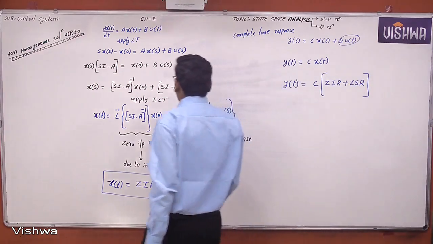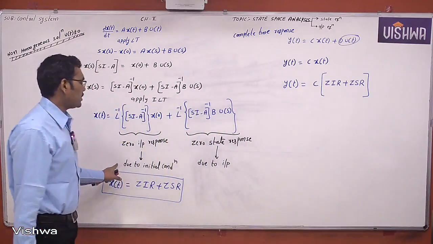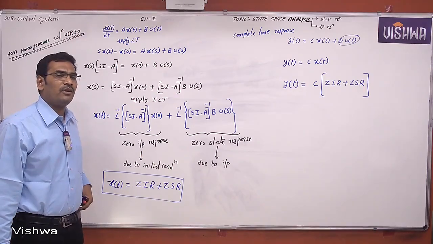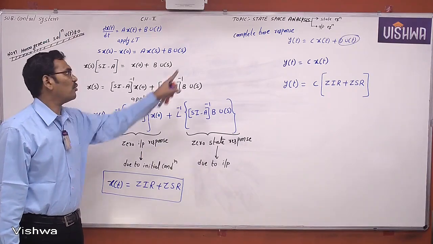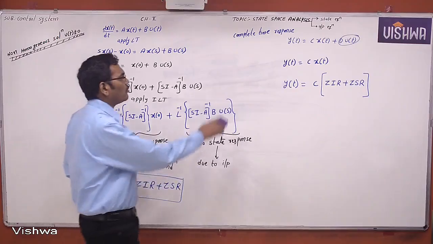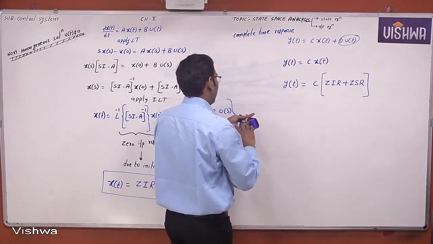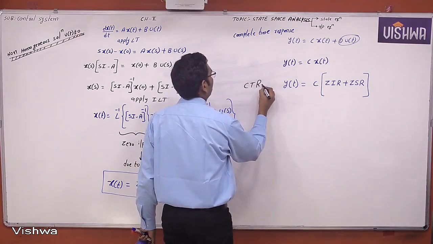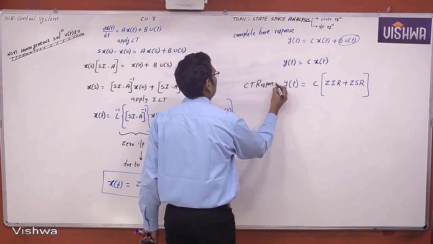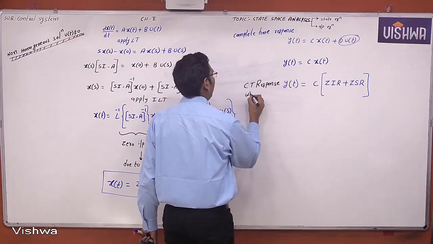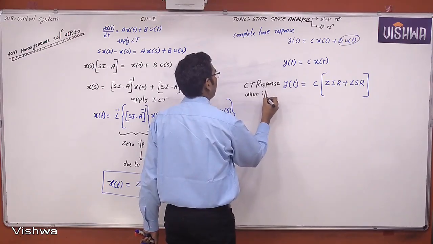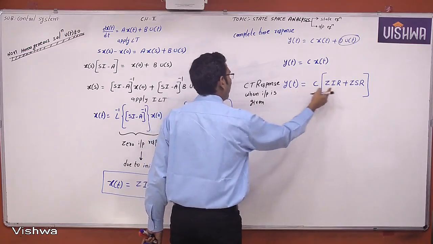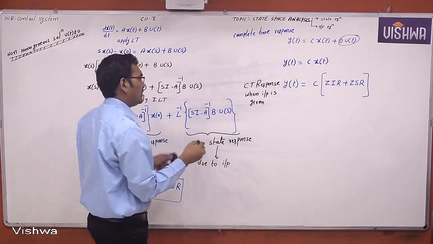Clear or not? Now this is the zero input response, this is the zero state response. Then he is not asking to find the zero input response or zero state response. He is asking only for the complete time response, so you have to identify this is the complete time response when input is given. Because if input is there, only then this zero state response is coming.